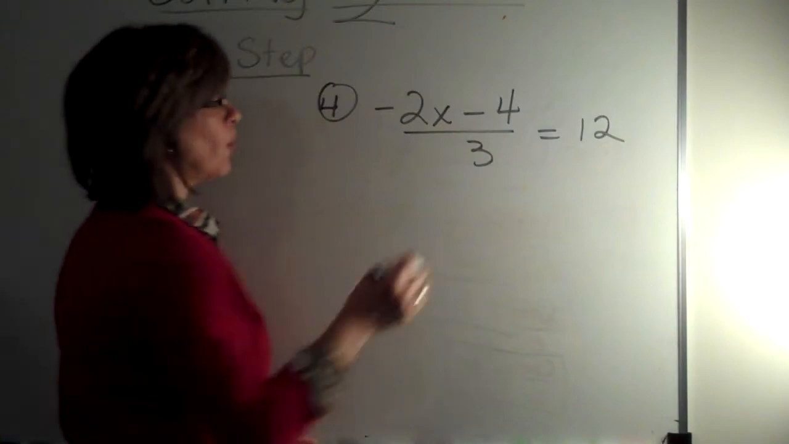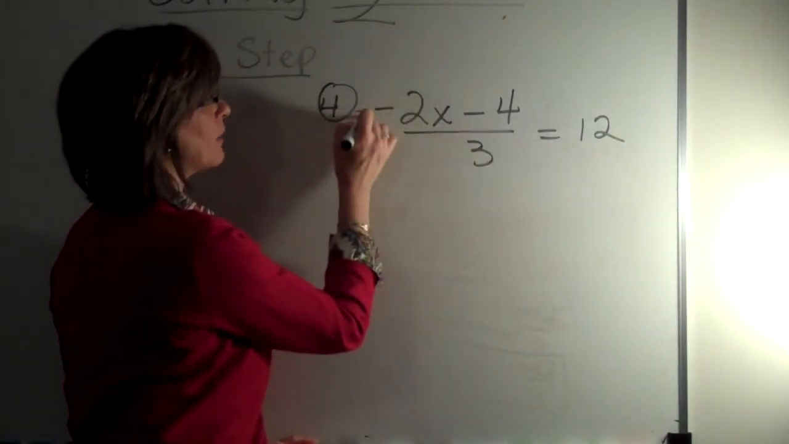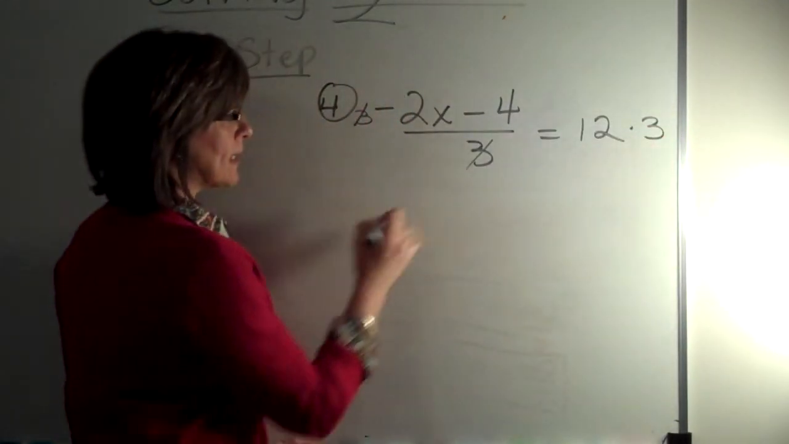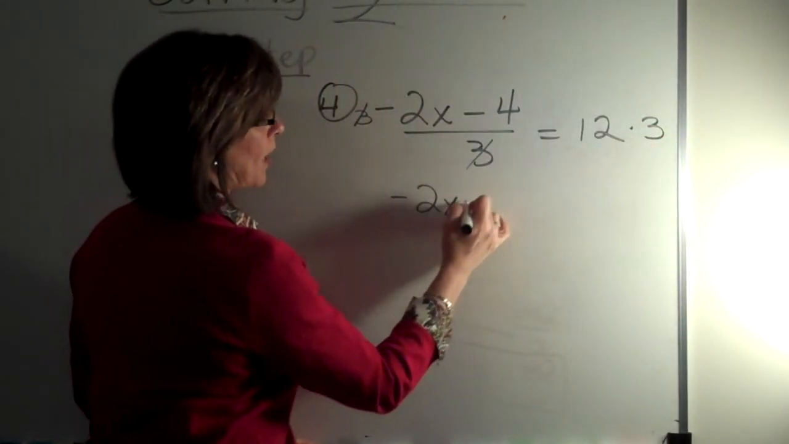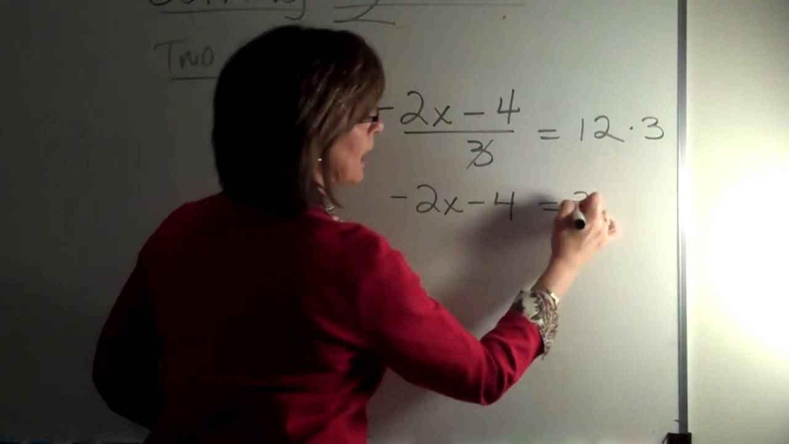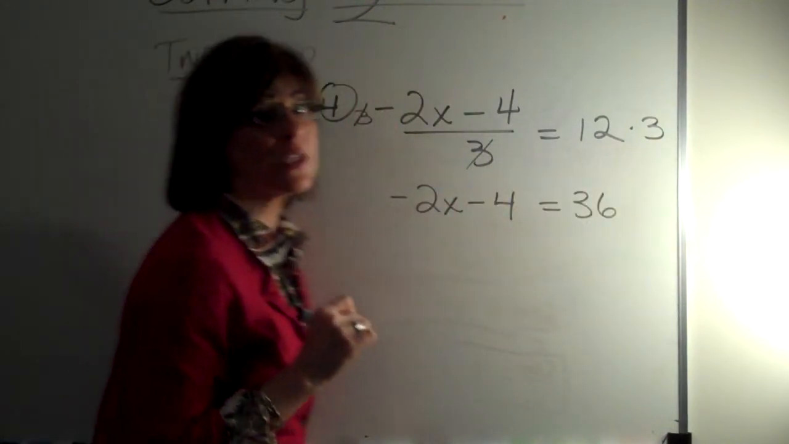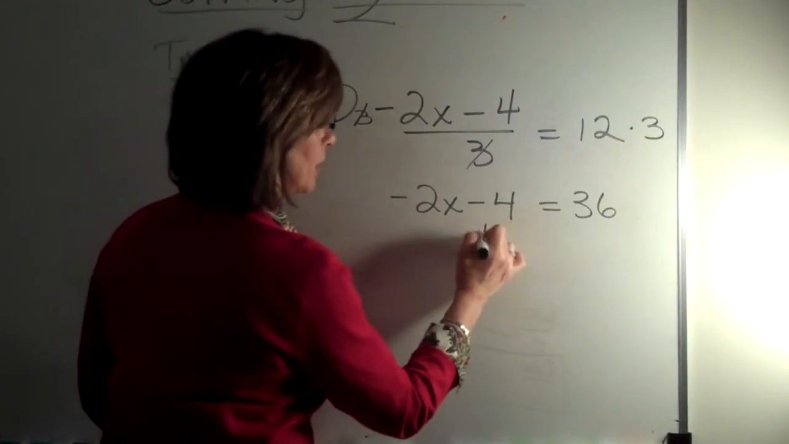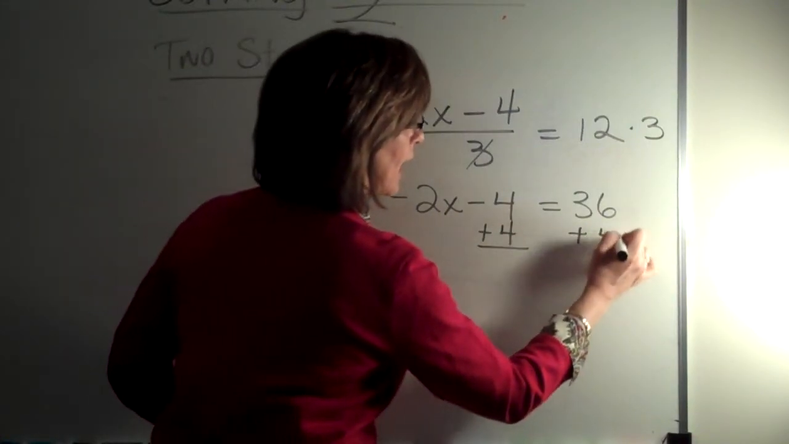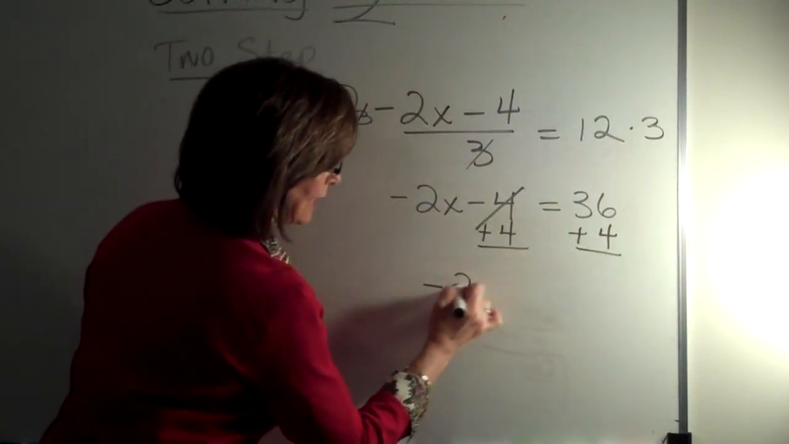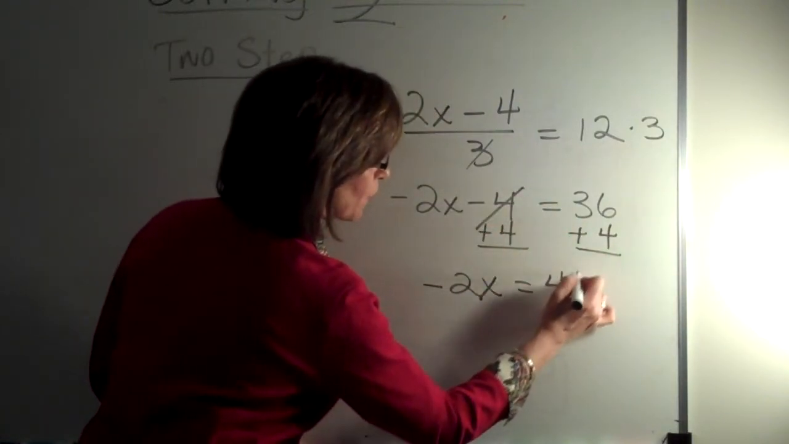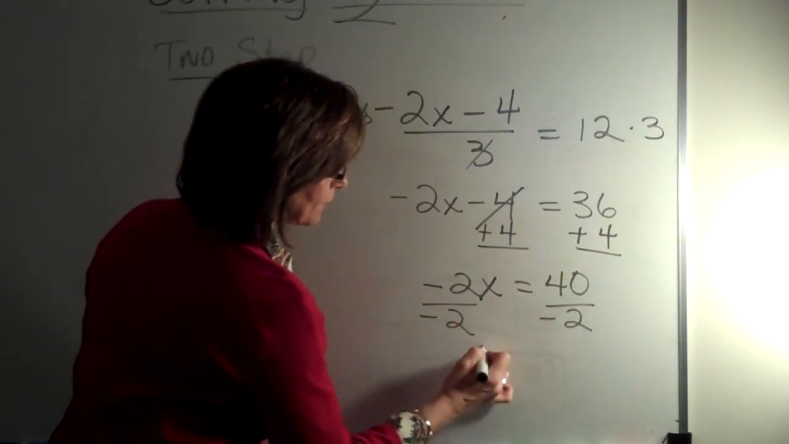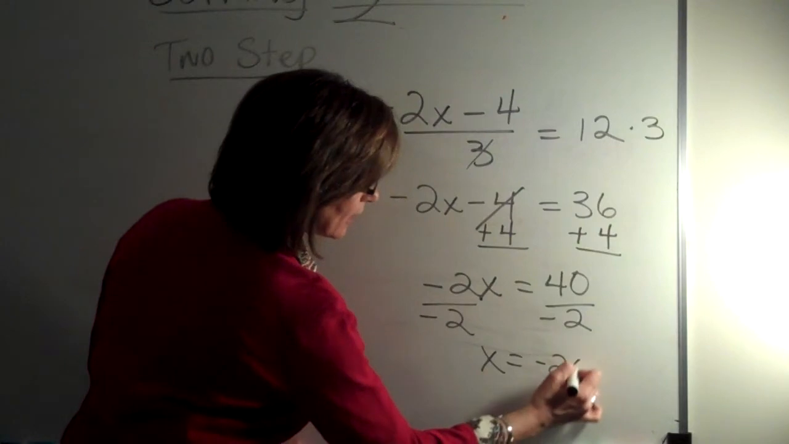So again, in number 4, I'm going to multiply both sides by 3. This side cancels out. This side becomes 36. So now I have negative 2x minus 4 equals 36. What do I do first? Do I take care of adding 4 or dividing by negative 2? I add 4. I add 4. I get negative 2x equals 40. Divide by negative 2. Divide by negative 2, and x equals negative 20.